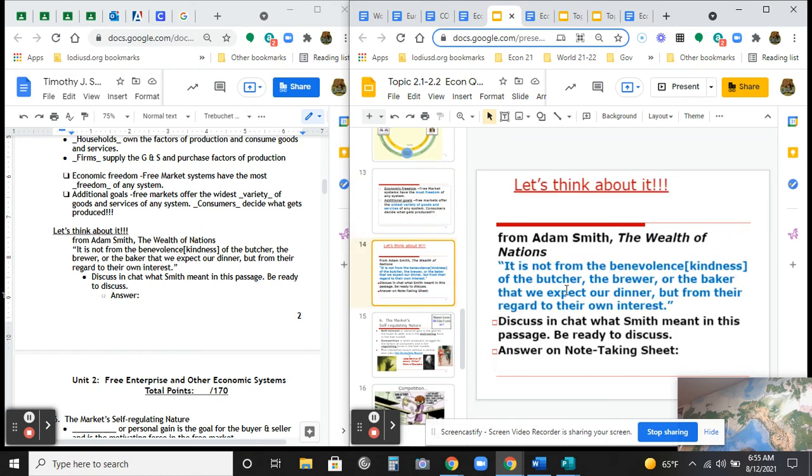He said, quote, "It is not from the benevolence or kindness of the butcher, the brewer, or the baker that we expect our dinner, but from their regard to their own interest." Discuss in chat what Smith meant in this passage. Be ready to discuss. Answer on note taking sheet. Okay, so go ahead and discuss with your elbow partner and then answer what you think this one means.